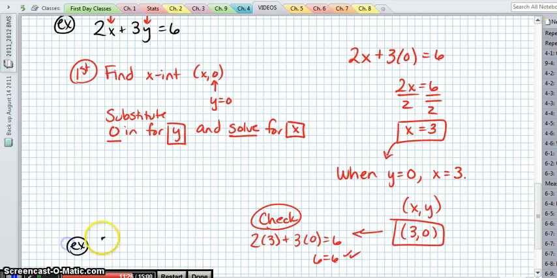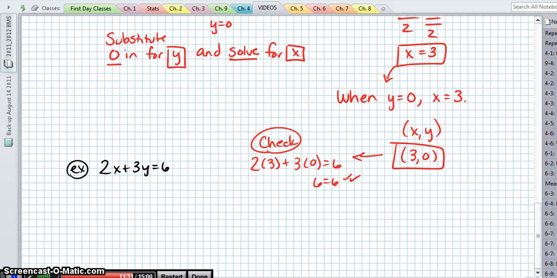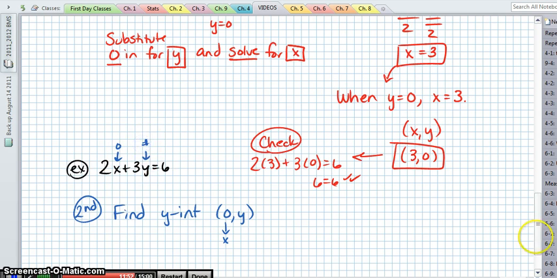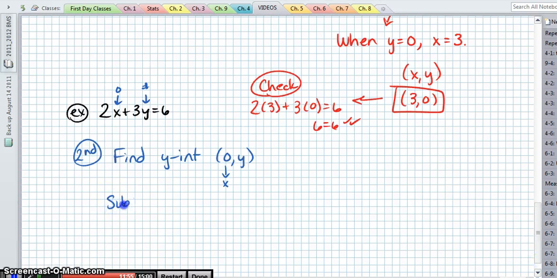I'm just going to write down my equation again since I need to scroll down. Okay, so let's find the y-intercept. And it doesn't matter which intercept you find first. So to find the y-intercept, remember it is (0, some number). Our x value has to equal 0. So I'm going to substitute 0 in for x, and I'm going to solve for y. So let's write that down. We're going to substitute, this time, 0 in for x, and solve for y.